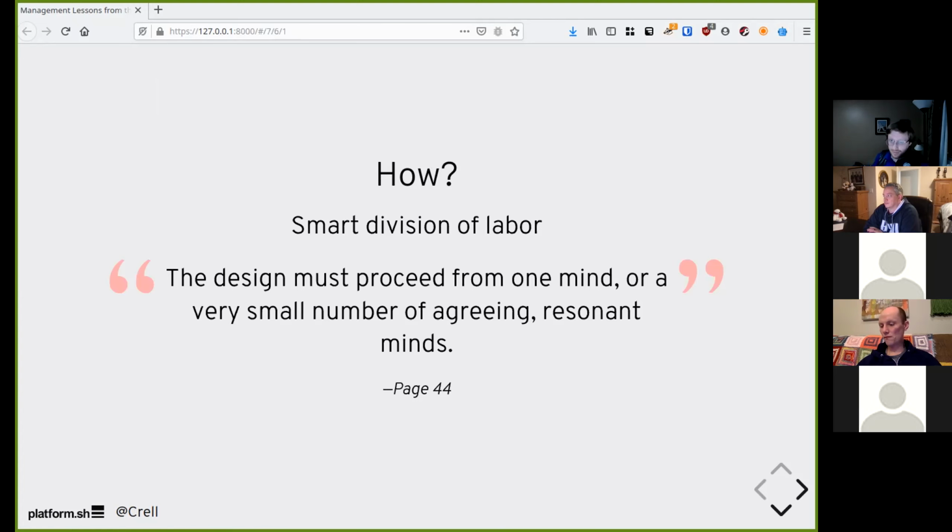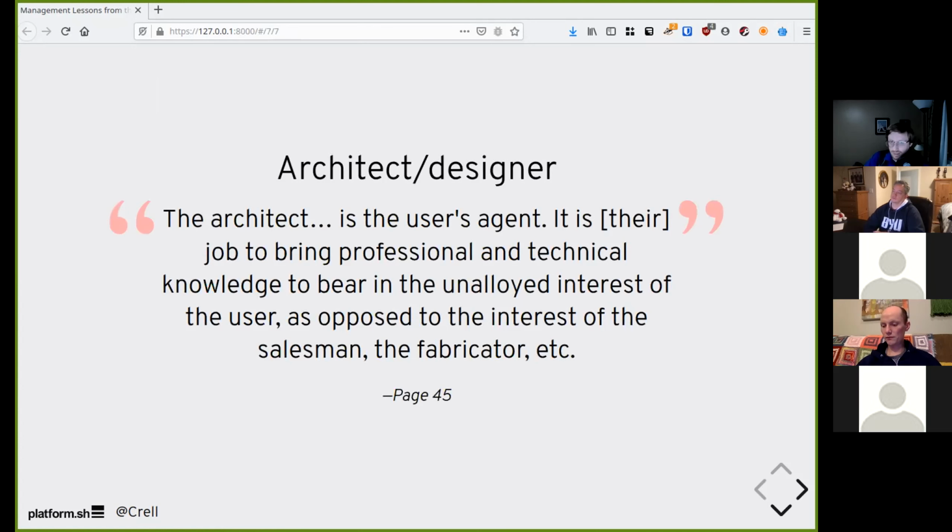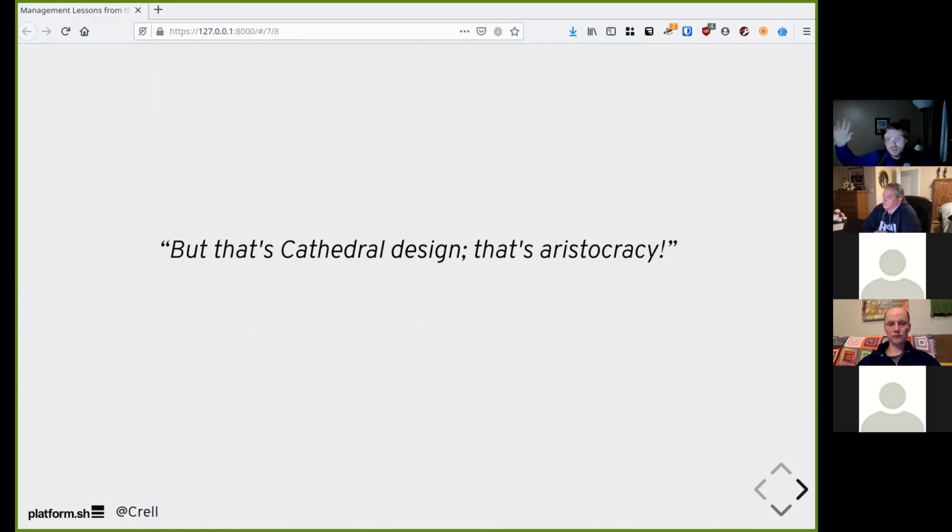So we'll talk about the other suggestion, which is to split the architect from the implementer. The architect, designer, is the user's agent. It is their job to bring professional and technical knowledge to bear in the unalloyed interest of the user, not the salesman or fabricator. You want to have one or a small number of people on the same page doing the design, doing the architecture, not the whole team. But Larry, that's cathedral design.